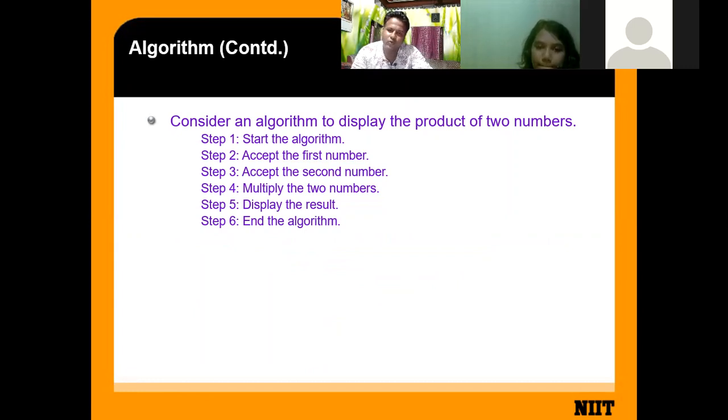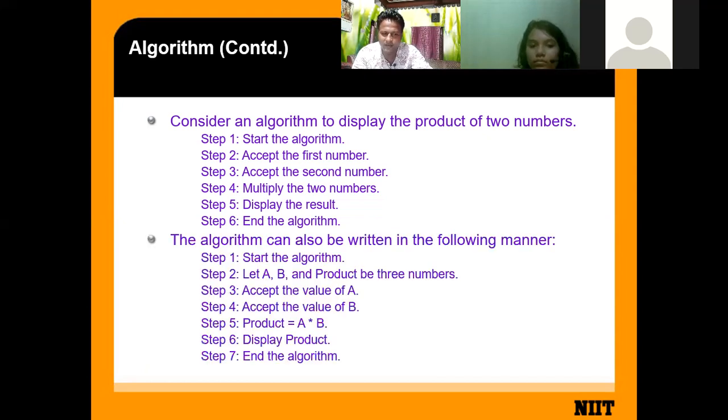Now again we convert this algorithm into a technical form. In a technical form, how is it displayed? Now start the algorithm. Let A, B and product be the three numbers. We give a name here.